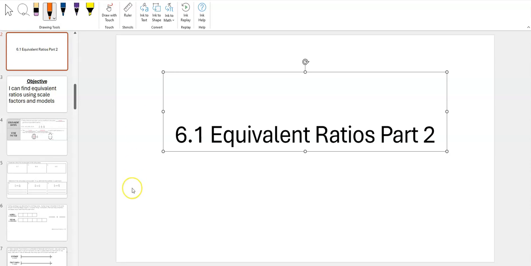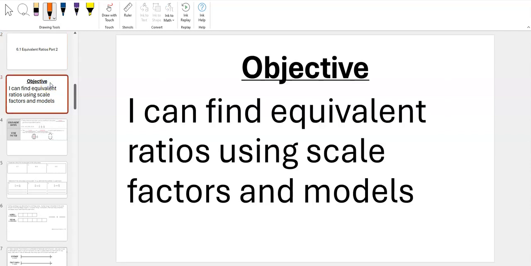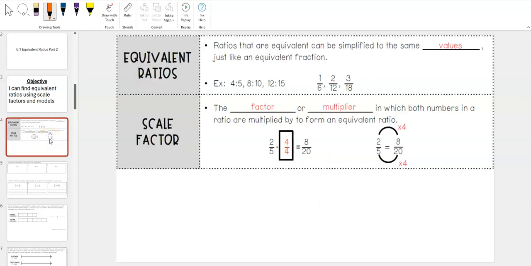Hello and welcome to Module 6.1 Equivalent Ratios Part 2. Today we're going to continue working with ratios, but specifically making equivalent ratios. And we're going to look at a couple models and we'll learn what scale is in order to understand equivalent ratios. So the first thing that we're going to do is write down some vocabulary words.